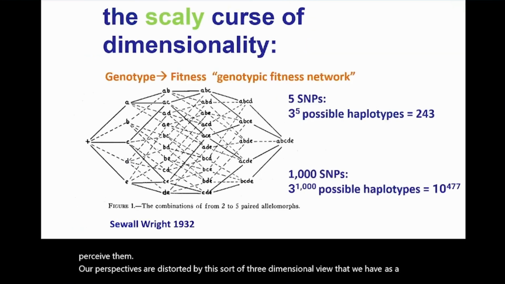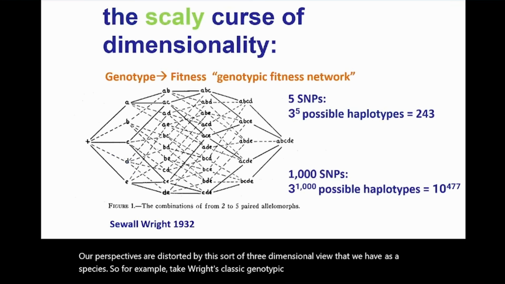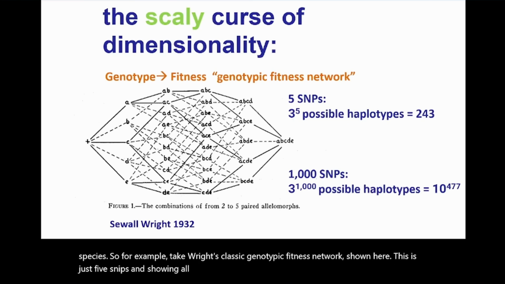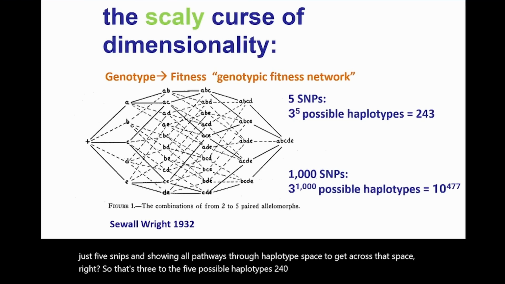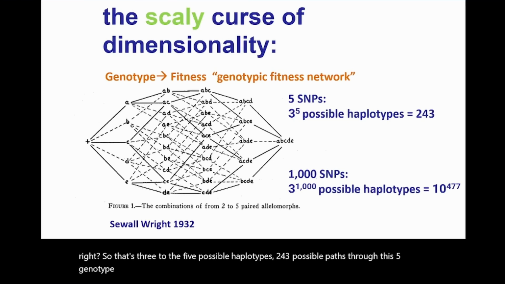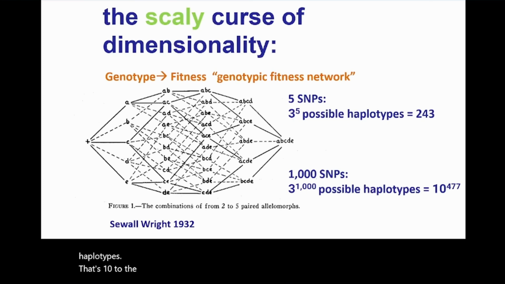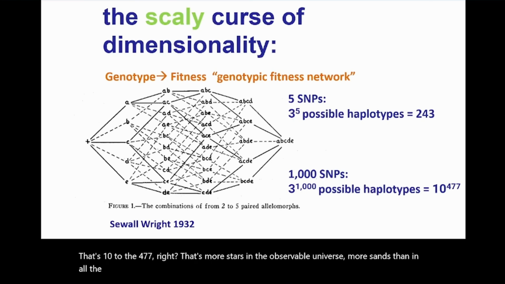So for example, take Wright's classic genotypic fitness network shown here. This is just 5 SNPs and showing all pathways through haplotype space to get across that space, right? So that's 3 to the 5 possible haplotypes, 243 possible paths through this 5 genotype space. But even if we just consider 1,000 SNPs, that's 3 to the 1,000 possible haplotypes. That's 10 to the 477, right? That's more than the stars in the observable universe, more than the sands in all the oceans. So we can't actually measure the fitness of all these possible haplotypes in even the simplest populations that we study.